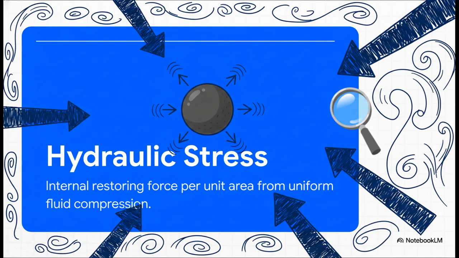And finally, what if we drop a solid sphere deep into the ocean? The immense water pressure applies hydraulic stress completely uniformly from absolutely every direction. Now, this uniform compression doesn't change the object's shape, but it does cause a volume strain. It literally shrinks the physical size of the object.